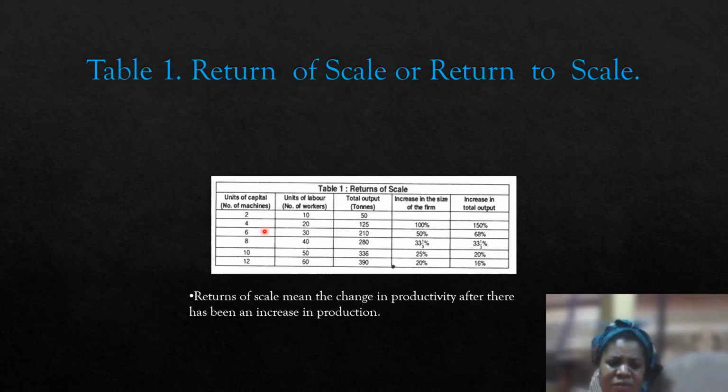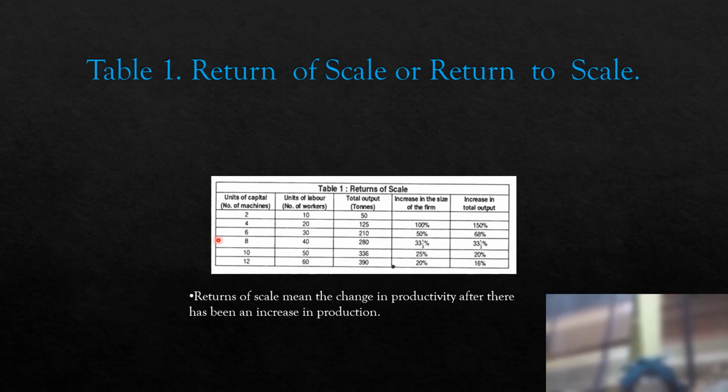Here you can see in the first one, units of capital employed 2, units of labor 10, total output, you can see there, 50, and in the second row we have 4 as units of capital, 20 as units of labor, it has increased. And then here in total output, what do you have? 125, which is okay, very okay. So what do you have here?